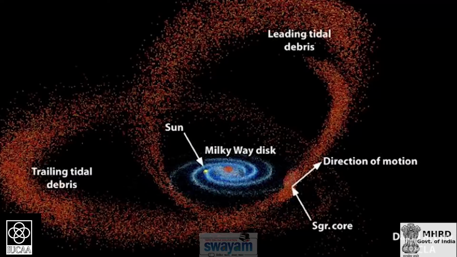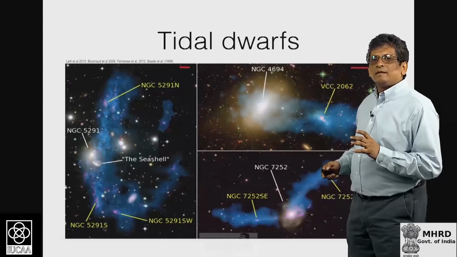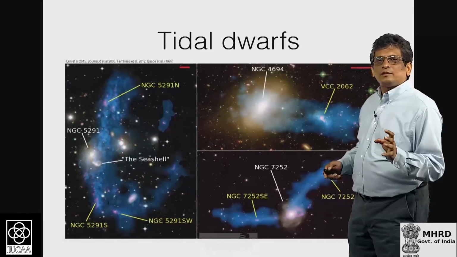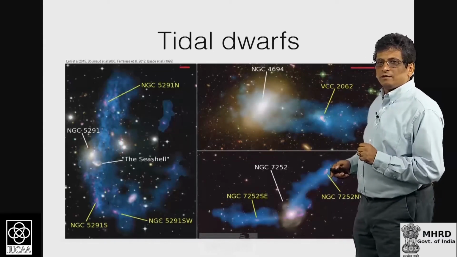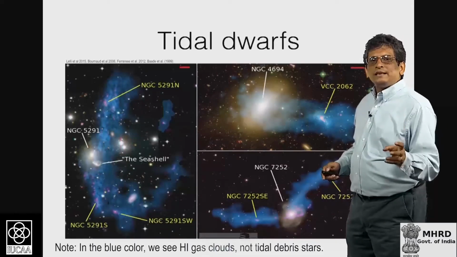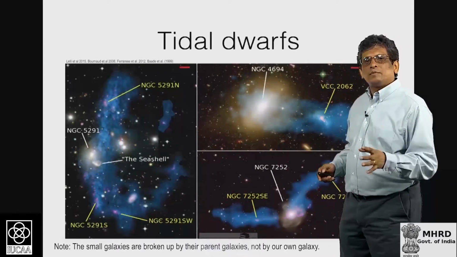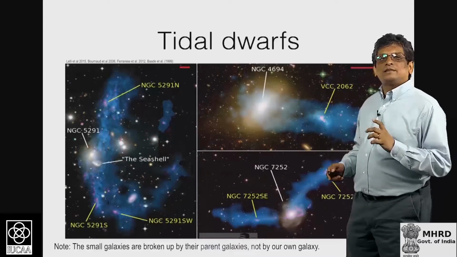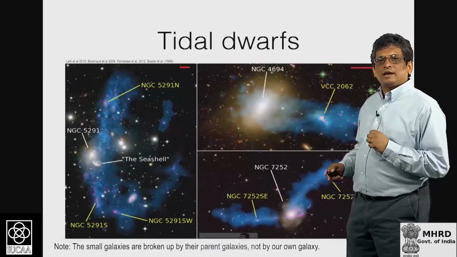Small galaxies fall into larger galaxies. These minor mergers cause a lot of the evolution of these galaxies. Here's one in action that we see. By no means are these unusual. Here are a lot of other tidal dwarfs that are now being discovered from these large sky surveys like the Sloan survey. And here are some examples where in the blue we see the tidal debris in stars of small galaxies that have been broken up by our own galaxy as it continues to devour these small galaxies as they fall in.